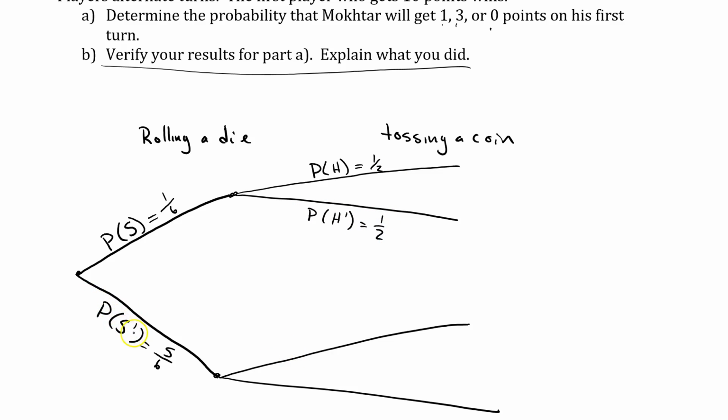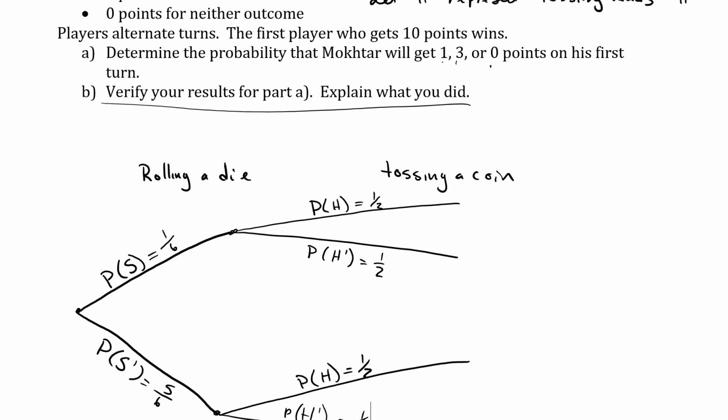Same thing here. If you roll something that's not a 6, you can either toss heads, and the probability of that is 1/2, or you can not toss heads, and the probability is also 1/2. So I'm going to highlight how to get 3 points.